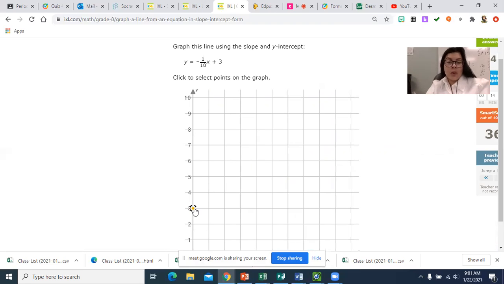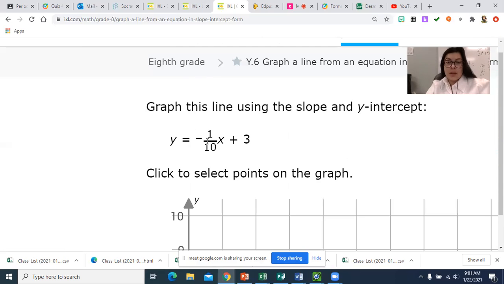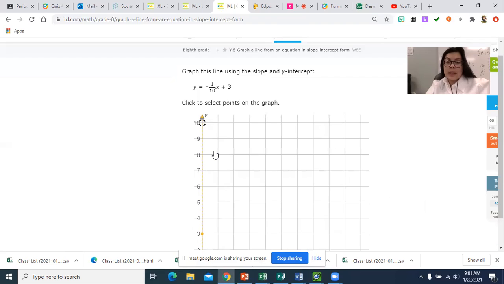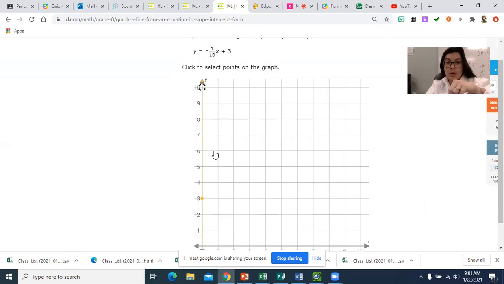Then I do the slope. What is the slope? The number in front of x. The number in front of x is negative 1 over 10. So because it's negative, do I go up or do I go down? I go down. The number at the top is 1, so that means I go down 1. How many do I go to the right? That's the denominator, and I go 10 over to the right.